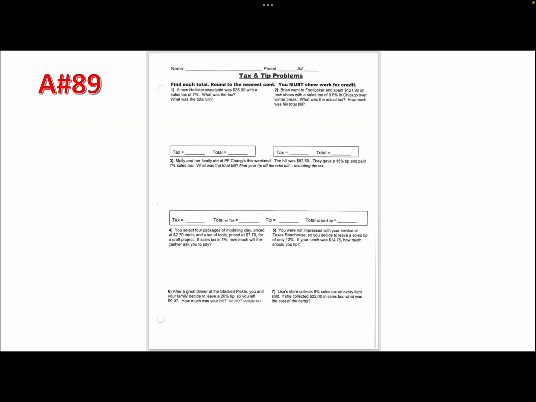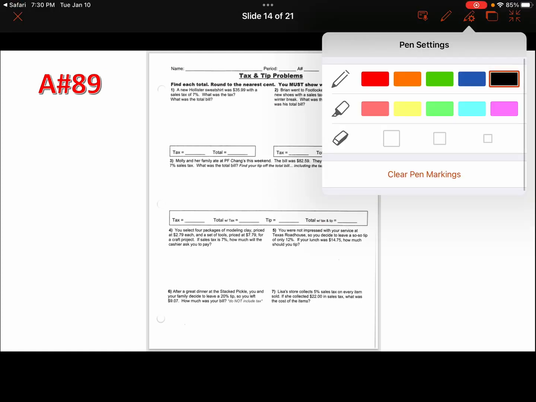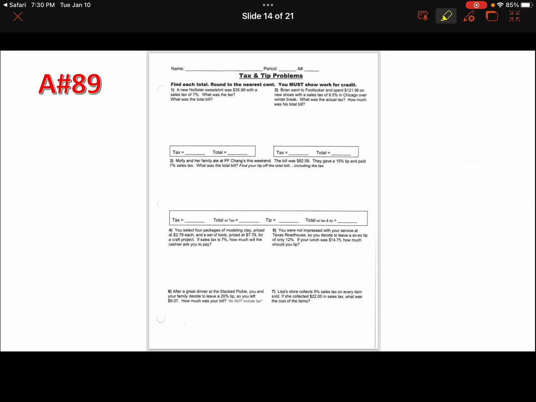All right, your assignment is assignment 89. You're going to set up each one of these as an equation. Read your directions. On number 1, you're asked to find the tax, then the total. Number 2, you're asked to find the tax, then the total. Number 3 is just like the question we just did, where we find the tax, then the total with tax, then the tip, and then the total with tax and tip included. And then you have 4 other questions where you're going to be processing, is it tax, is it tip, and going from there.